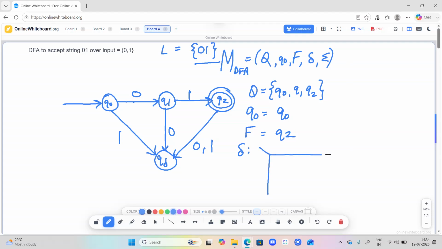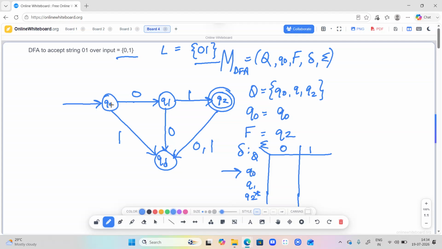This is how you draw the table. What are your input values? Your input given in the question is 0 and 1. And the states are written here, Q0, Q1, and Q2. Starting state is represented using an arrow. Final state is represented using an asterisk. You can place the asterisk here or on the other side.